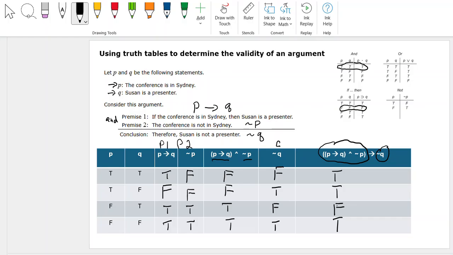And is the argument valid? No, because if the argument was valid, the ending conclusion, all possible combinations of P and Q would be true. And I have in this example one false statement. So therefore, the answer, is the argument valid? The answer is no.